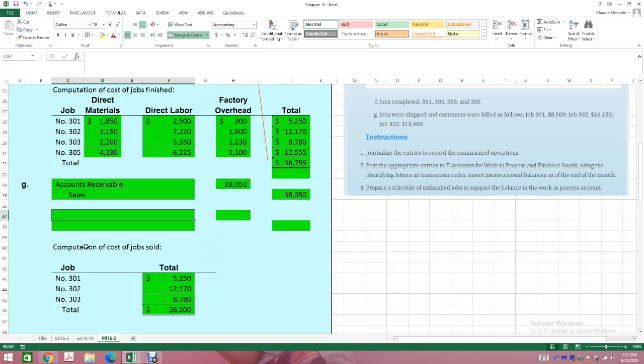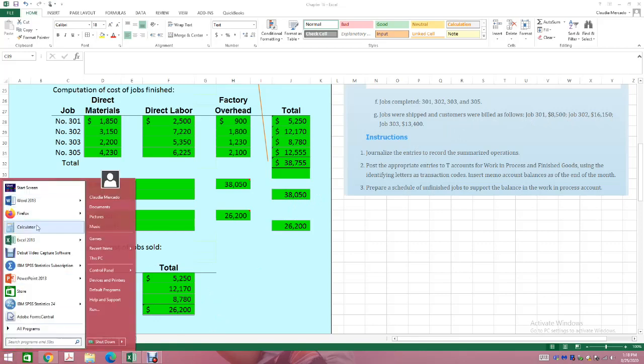They're no longer in our warehouse, so we need to record our cost of goods sold because these products have been sold. Cost of goods sold for $26,200. And what's going to happen to my finished goods? It's going to decrease because I no longer have these goods in my warehouse. They're gone. I've already shipped them. So this represents the cost for us to manufacture the product. The $38,050 is how much you sold it for.